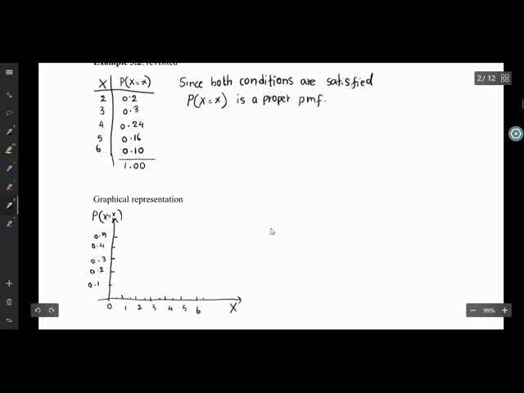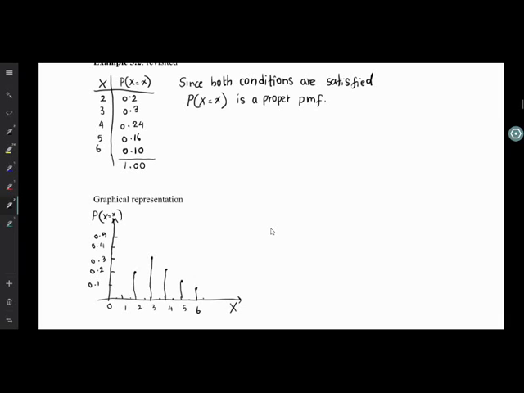Okay, we don't need all of them. So when x is 2, we get probability up to 0.2. 3 goes up to 0.3. 4 is 0.25. 5 is 0.16 and 6. So you can see a simple line representing the probability at each and every point.